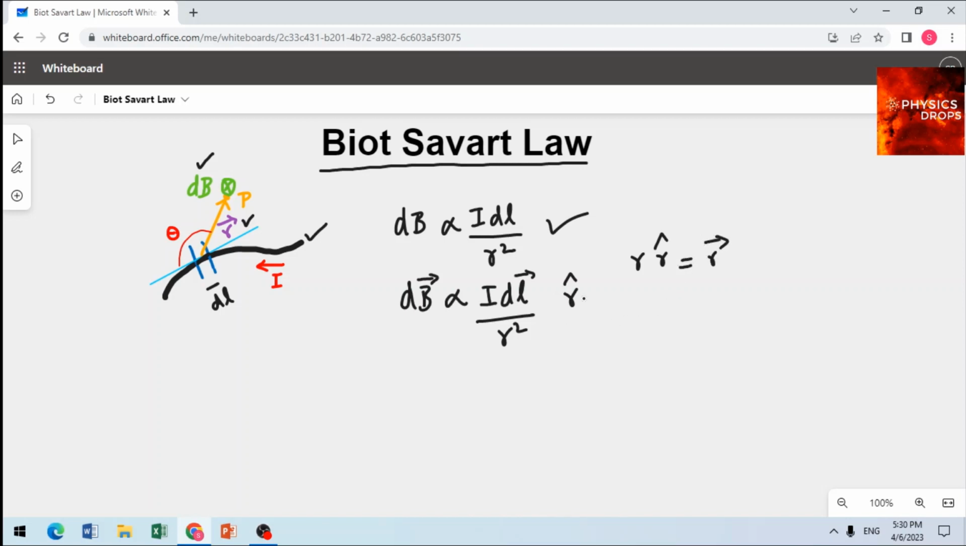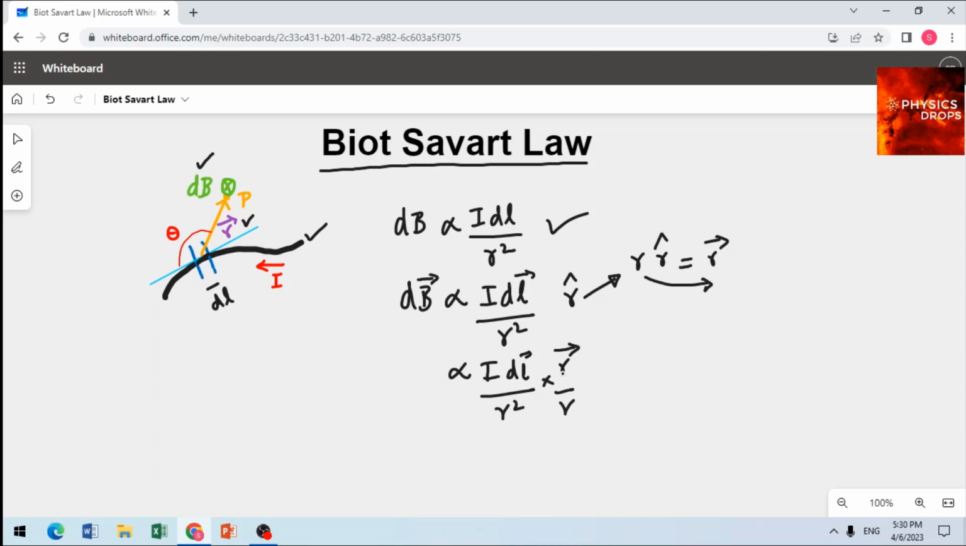So we can replace this unit vector using this equation, and we get I dl vector divided by r square times, when we replace r cap, r vector divided by r magnitude. So this becomes r vector divided by r. So we multiply it for the cross product of both these. Because why do we do that? The magnitude of the magnetic field is dB, but the direction is perpendicular to the plane of the screen. When it's perpendicular, that's why you represent it as a cross product notation.